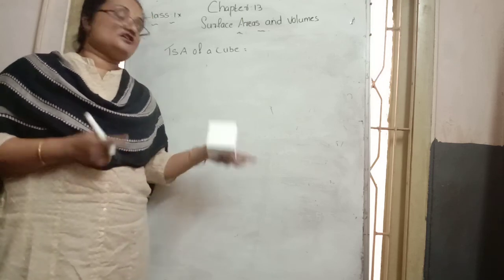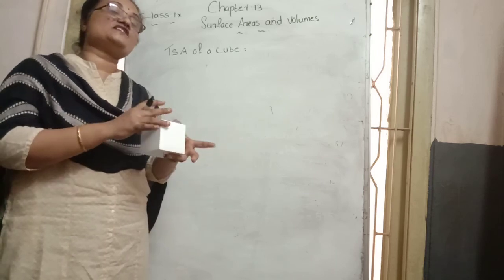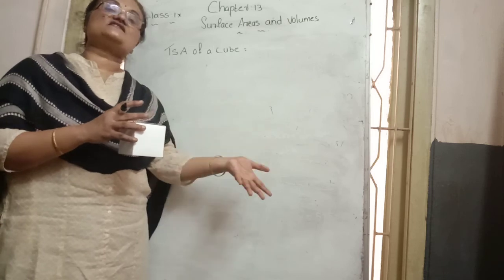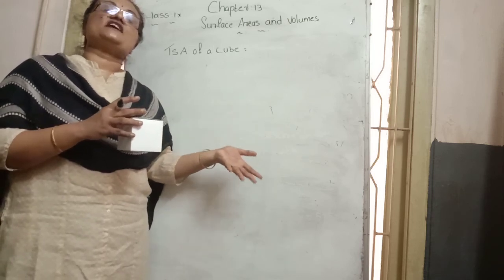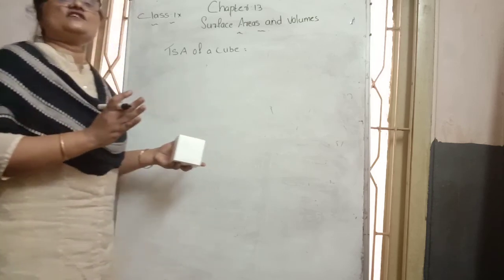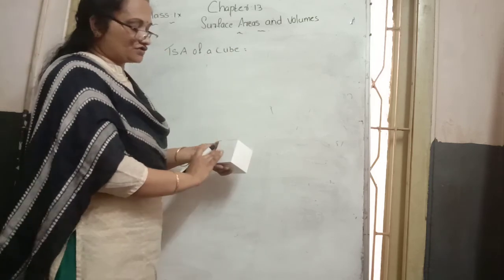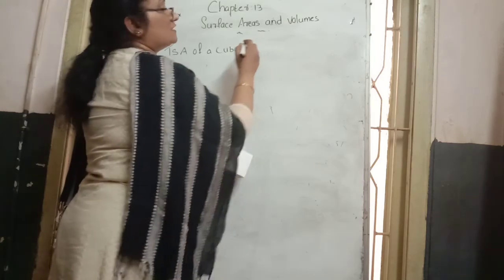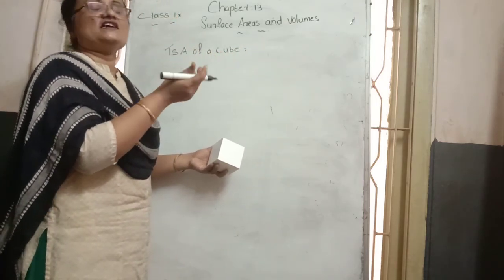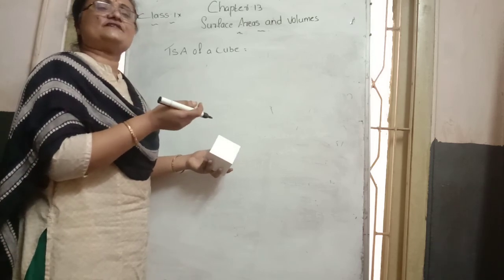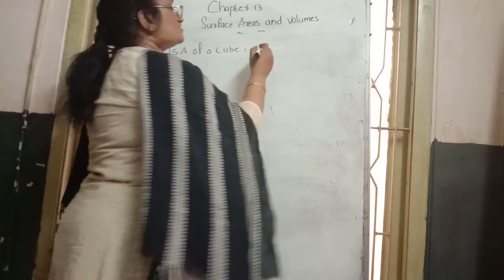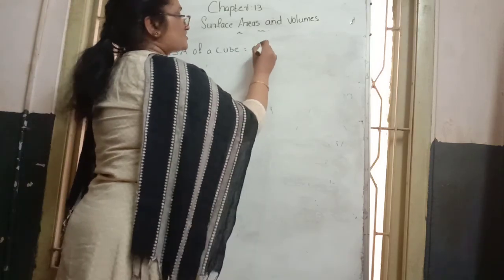So how do we find the total? How many faces? 6 faces. 6 faces, which shape? Square shape. So 6 times the area of the square shape, adding them we get the total. So first, this square. What is the formula for the area of a square? Side into side. Here we consider the side value as a, so side into side we can take as a square.